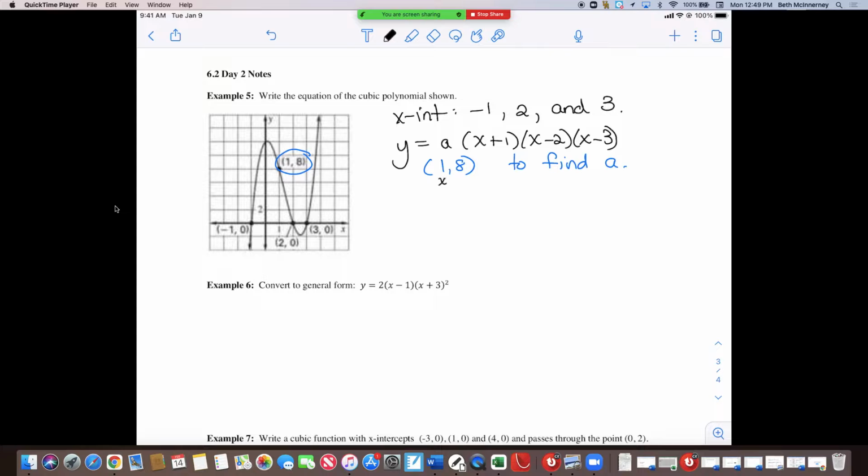So my x is 1, my y is 8. I'm going to pause a moment and give you a head start. Plug in y is 8, x is 1, and solve it for a.